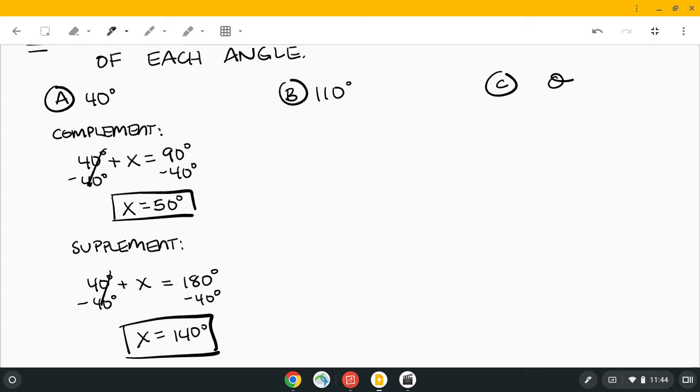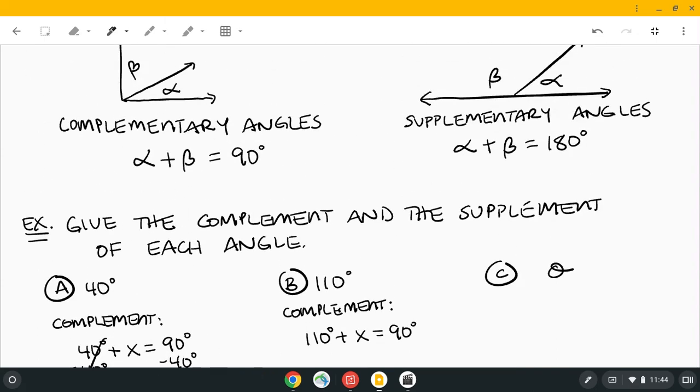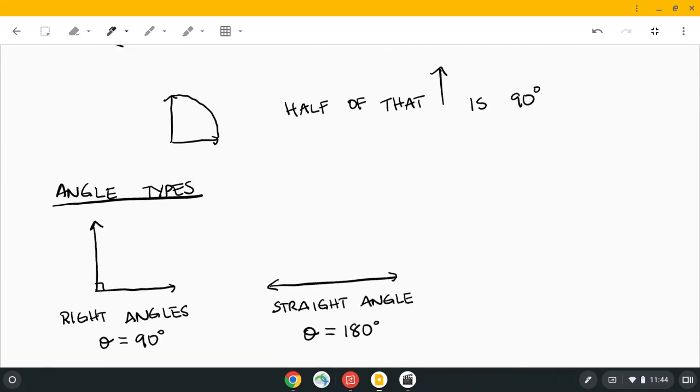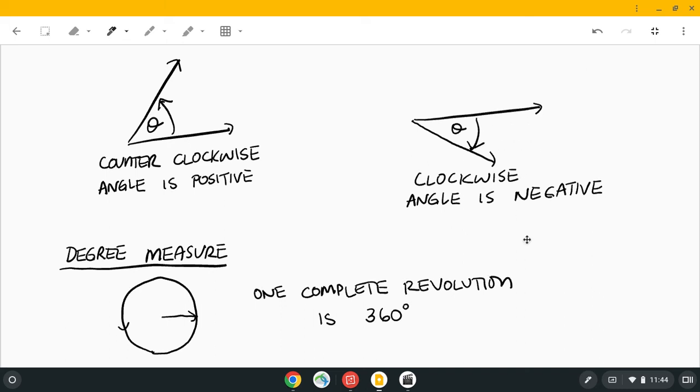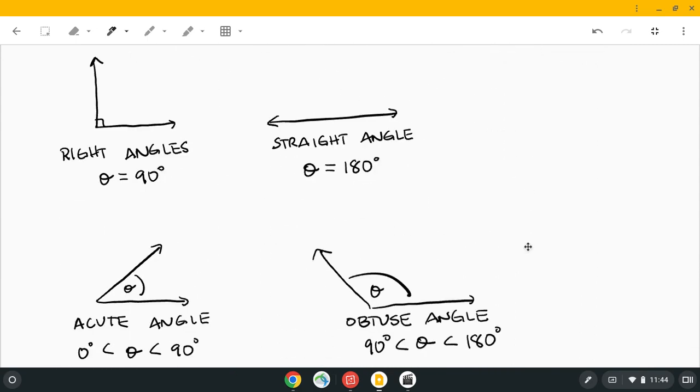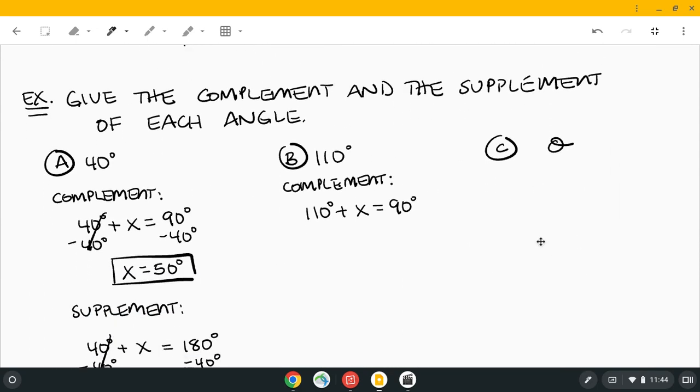All right, so for the complement, we're going to do the same thing. We're going to do 110 degrees plus something equals 90. You might wonder how that works, because we're going to end up with negative numbers. Well, that's okay, because remember, back here, we said if our angle measure is clockwise, then the angle is negative. So we do have negative angle measures, and you're okay with getting a negative answer.